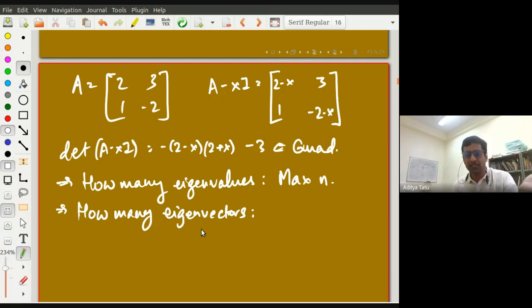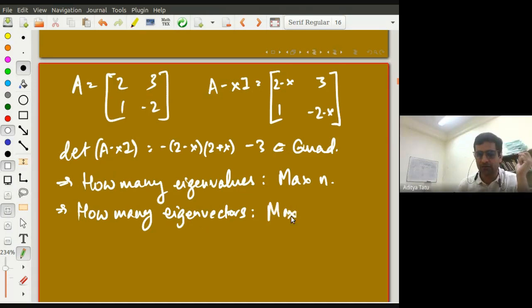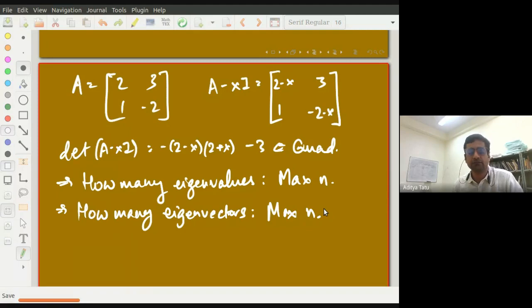Probably associated with different eigenvalues. Also in maximum. Maximum n. Good. You cannot have more than n because your vector space U is n dimensional. So there cannot be more than n linearly independent vectors. Forget eigenvectors. Is this clear to everyone?